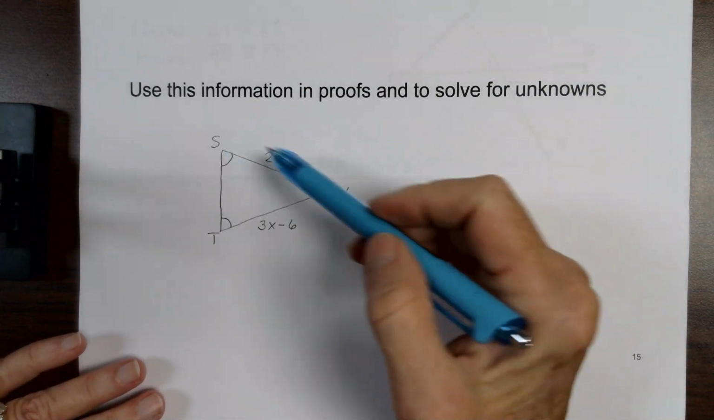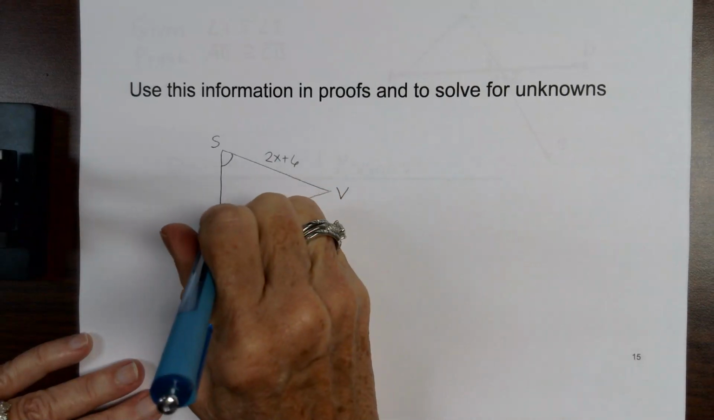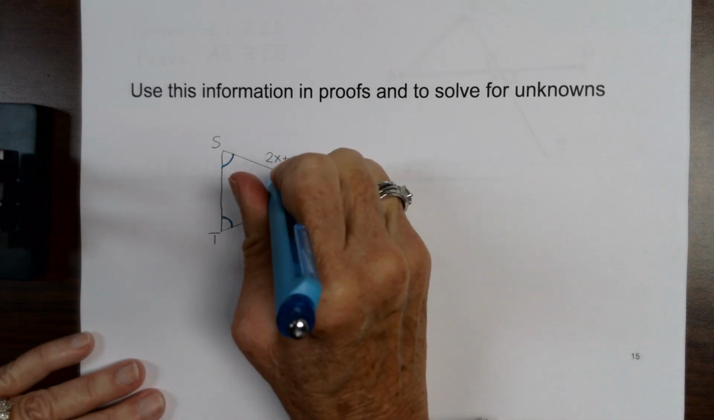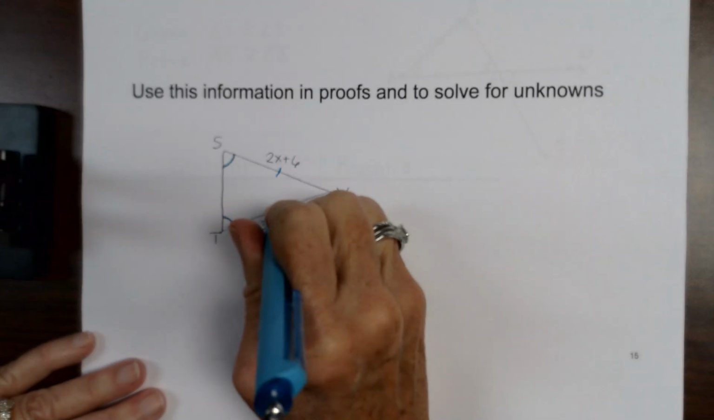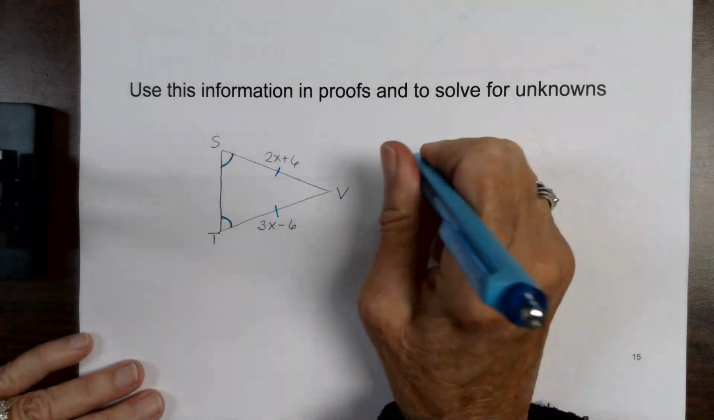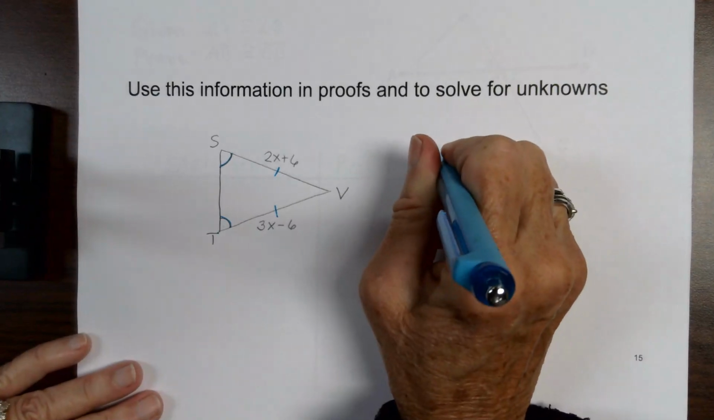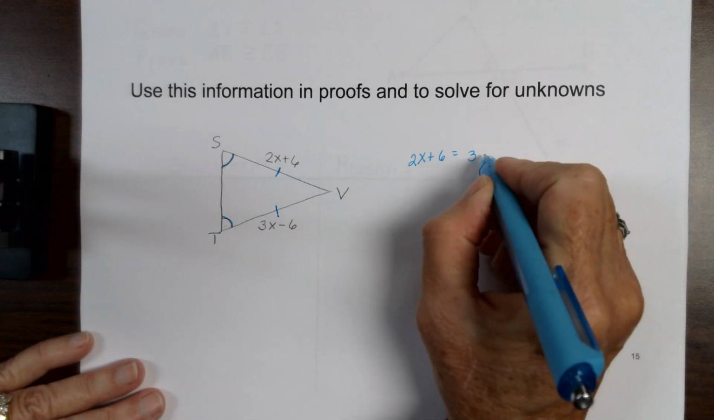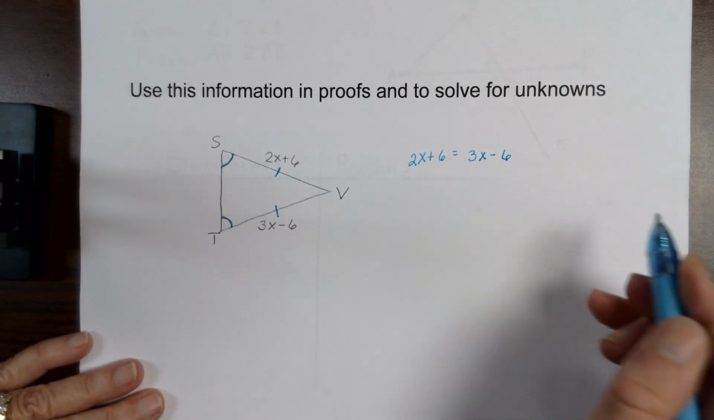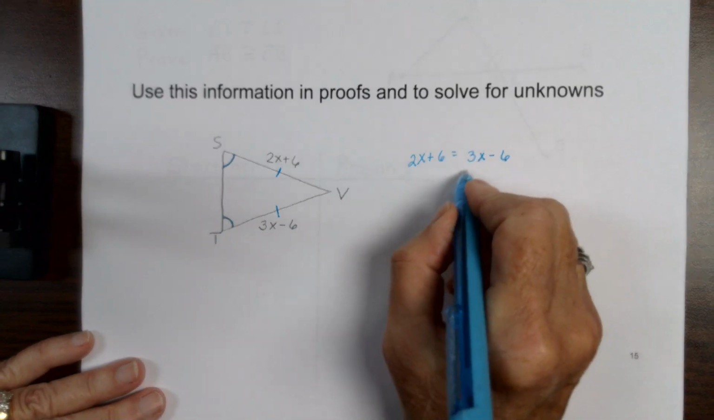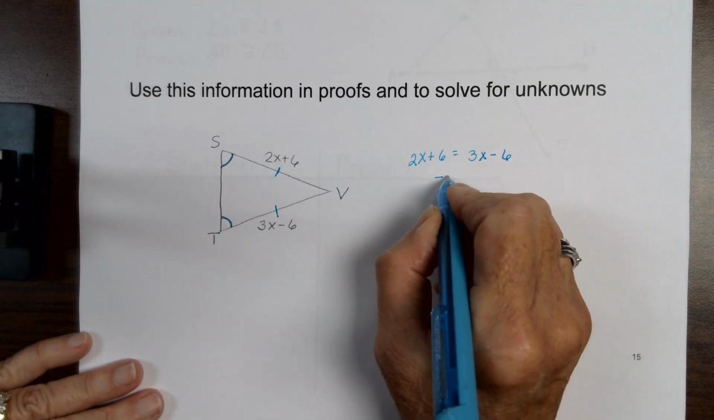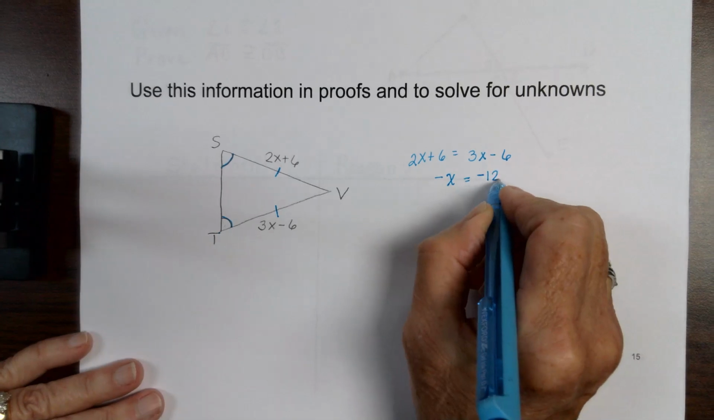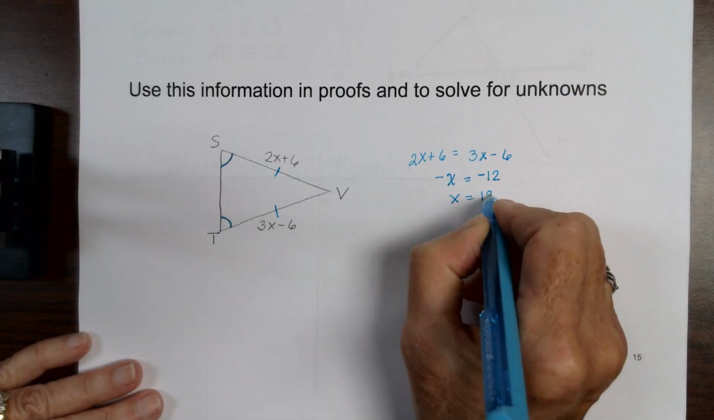So let's say they give me this triangle. They tell me that this angle is congruent to that angle. Well, then I know that this side, which is opposite the T, is congruent to this side, which is opposite the S, and all I would have to do is put those two expressions together. So I have 2x plus 6 is equal to 3x minus 6. I'm going to subtract the 3x, so I get a negative x. I'm going to subtract the 6, so I get a negative 12. So I find that x is equal to 12.